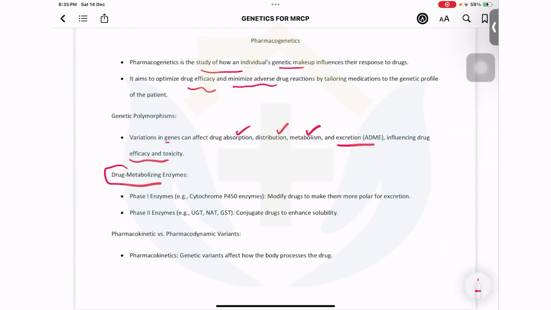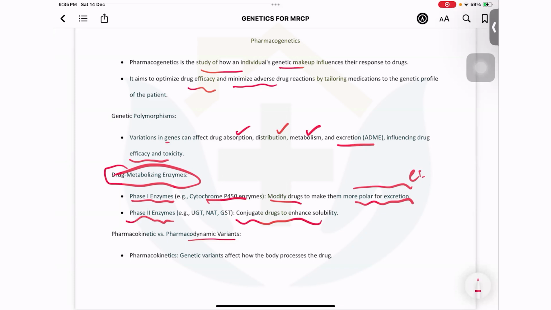There are two types of enzymes which are metabolizing the drugs in our body. One is the P450 system, which is the phase 1 enzyme, which modifies the drugs to make them more polar for excretion. Phase 2 enzymes make sure that the drugs are conjugated properly to enhance their water solubility. So pharmacokinetic and pharmacodynamic variants are also there.